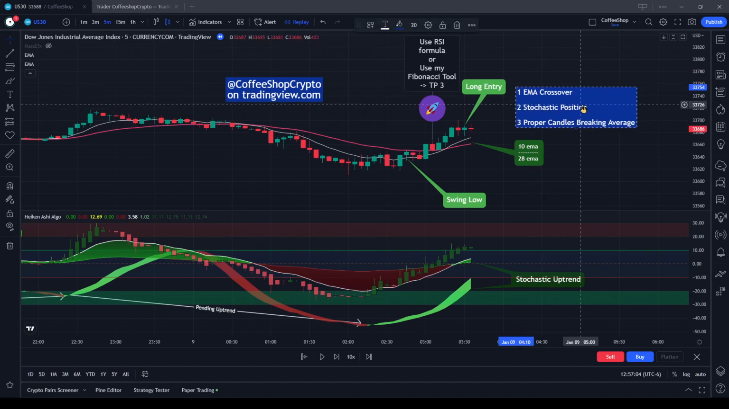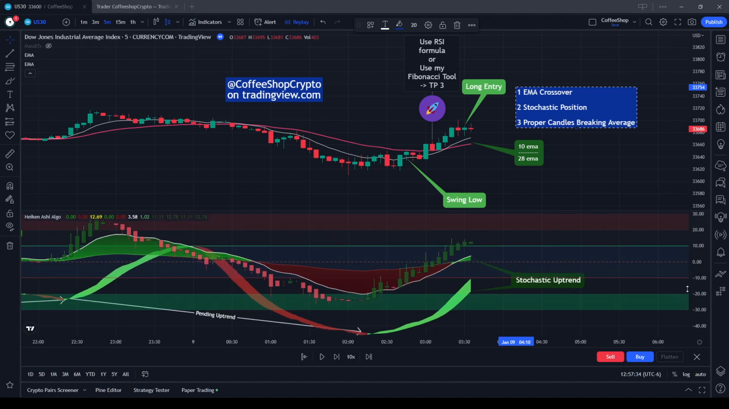You need what else? You need your stochastic to be in a proper position, okay? So here's a crossover. Your stochastic is in a downtrend, and it's below the midline, okay? You're good to go so far. Proper candles breaking the average, okay? I didn't write the other thing here that you need, but I'll show it to you, and it's just kind of self-explanatory. So proper candles breaking the average. What I did was I took the average RSI, okay? This is the moving average for the RSI. What I did was I colored mine white just so you can see it in this chart, right? Just so you can see it in this video.